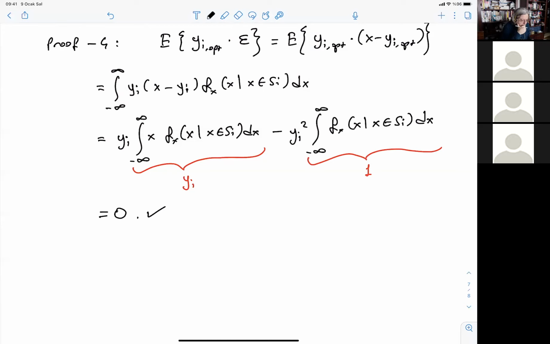So that's how we can literally prove the fourth property, telling me that the optimum quantizer output yi is orthogonal to the quantization error, because the multiplication expected value will give you a 0. The others, as I say, they are up to you.